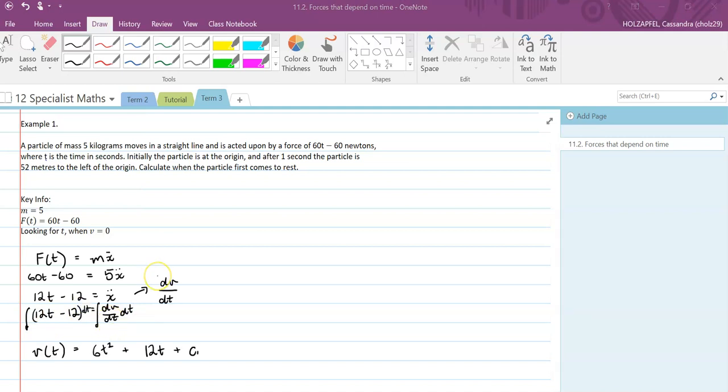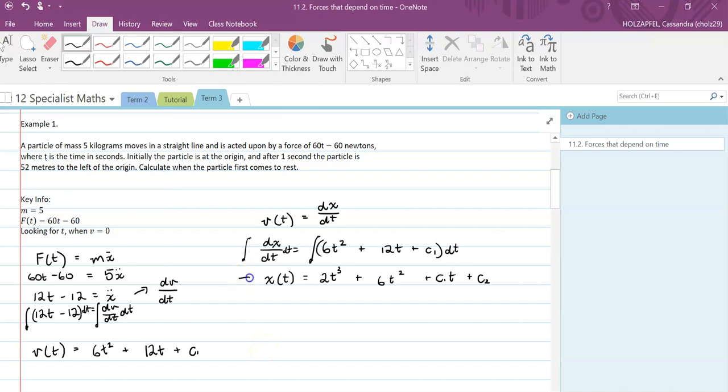Now we can't go ahead and just substitute in the values that we have in the expression in our question here, because initially, even though the particle is at the origin and after 1 second the particle is 52 meters to the left of the origin, this isn't the velocity, this is the displacement. So we're going to have to integrate again to find our displacement.